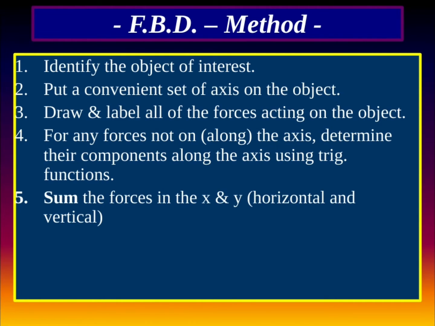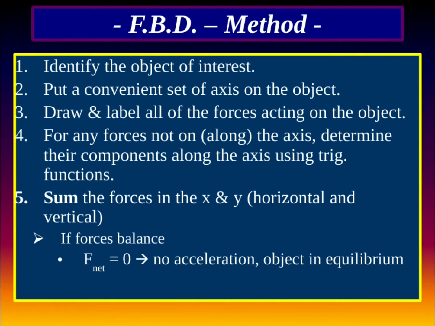And then we are going to sum the forces in the x and y direction, the horizontal and vertical directions. And if these forces balance, then F net equals 0. There's no acceleration. The object is in equilibrium, either static or dynamic equilibrium. And if the forces do not balance, then the net force is not equal to 0. And then we can use our formula, F net equals ma, to solve for its acceleration.